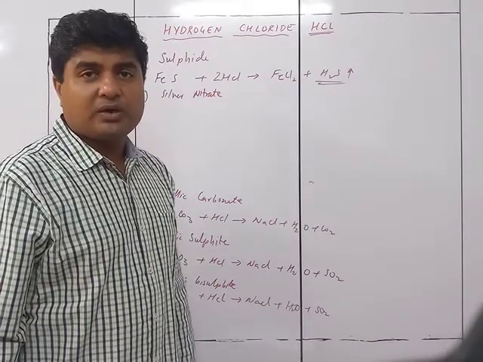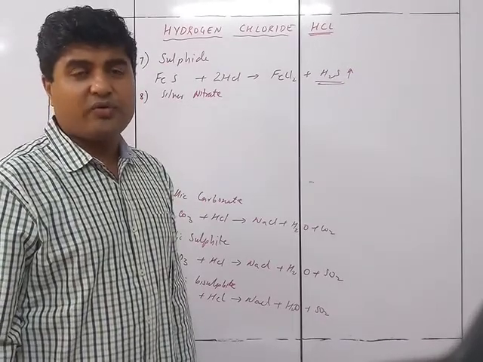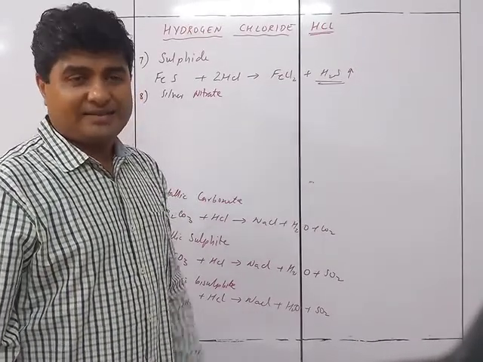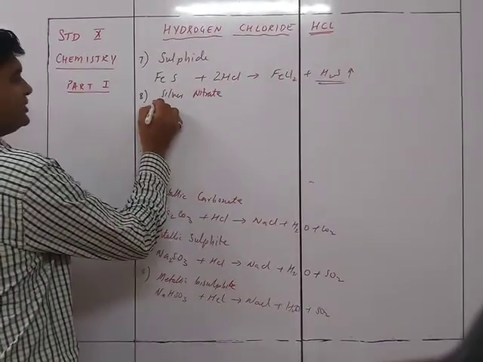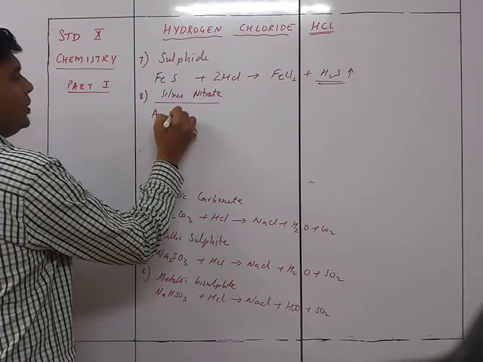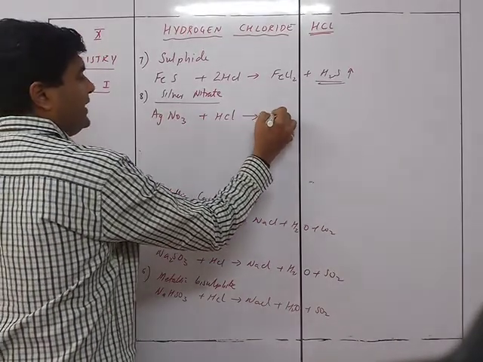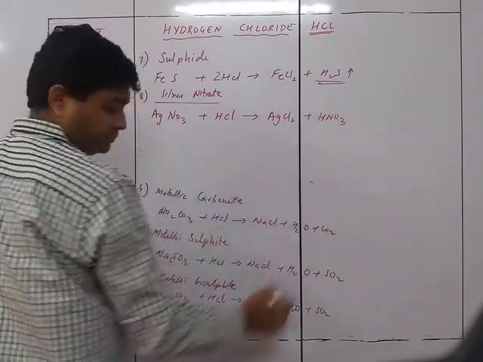That's why it becomes a very good example of identification of HCl also. So if I want to identify whether a particular acid given to me in a bottle is HCl or not, I can use this as identification. That is, AgNO3 plus HCl is going to give me AgCl plus HNO3.